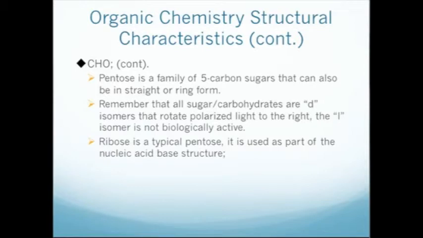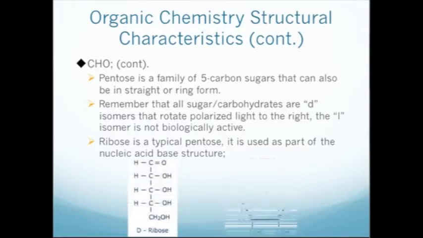Ribose is a typical pentose, or 5 carbon sugar. It's used as part of the nucleic acid base structures of our DNA, and this is what it would look like.